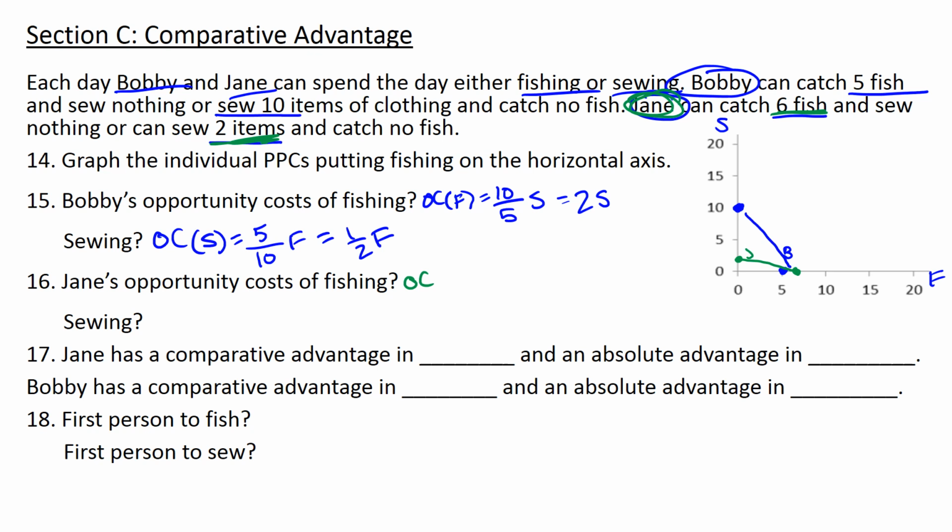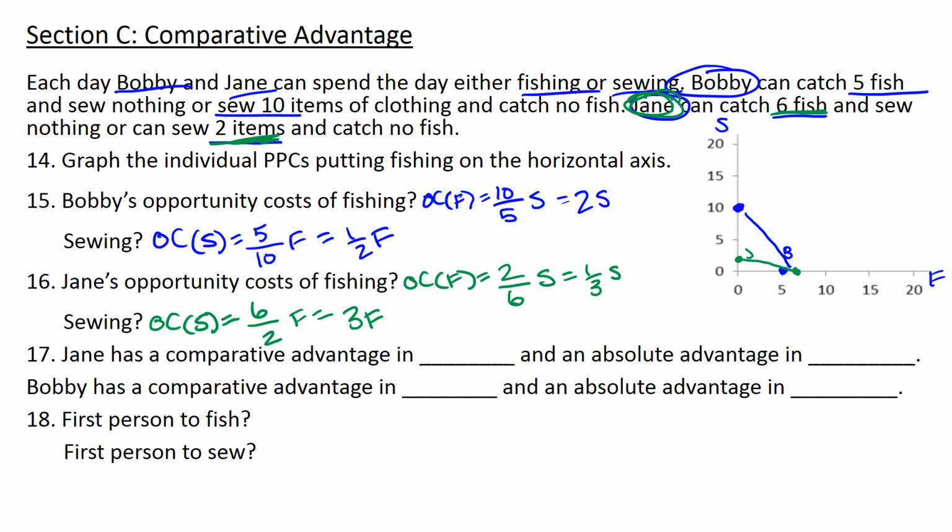Switching to Jane, her opportunity cost of fishing is the amount of sewed clothes given up per fish. So she could make 2 clothing garments or 6 fish, and it's measured in sewed clothes. So the opportunity cost of 1 more fish is 1/3 of a sewed item. Whereas for sewing, her opportunity cost is measured in the number of fish per sewed clothes. So that's 6 over 2 fish, which comes to 3 fish. So if Jane is going to catch 1 more fish, she gives up 1/3 of a sewed clothes, or if she's going to sew 1 more garment, she gives up 3 fish.